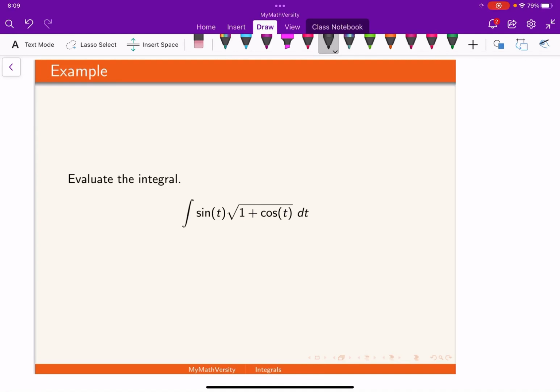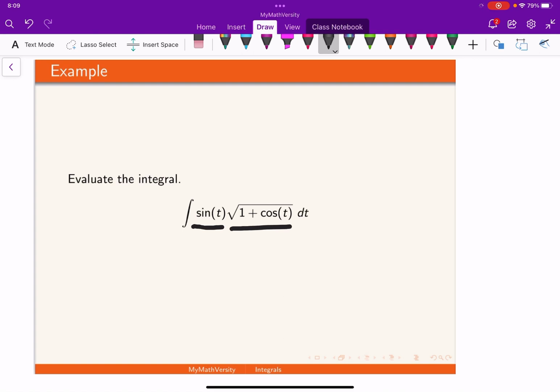In this integral, we are given the sine function, sine of t, multiplied by the square root of 1 plus cosine t in the integrand, right? So that means we need to find the general antiderivative of this function. So how do we work on this?